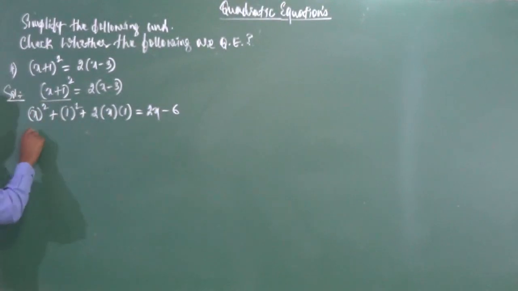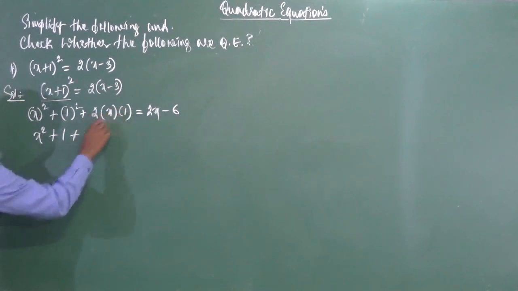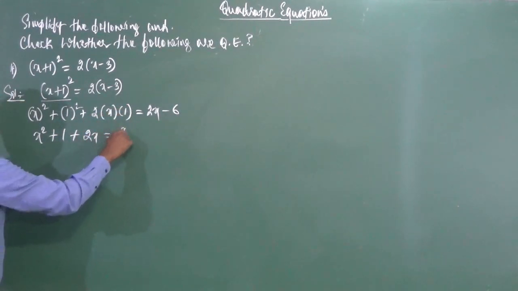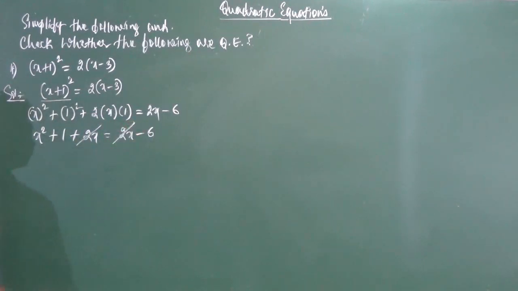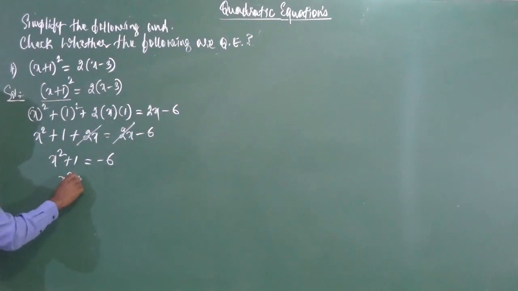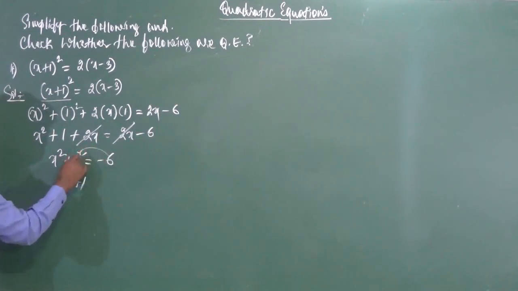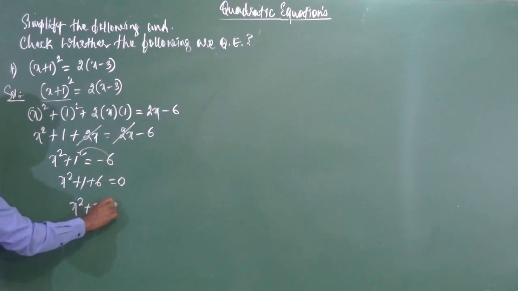So (x+1) whole square is x square plus 1 square is 1 plus 2 into x into 1 is 2x, is equal to 2x minus 6. So plus 2x and plus 2x cancels. You have to be careful here. You have to look at the board. Plus 2x and plus 2x cancels. So we are left over with x square plus 1 is equal to minus 6. So x square plus 1, minus 6 gets transposed, that becomes plus 6 is equal to 0. So x square plus 7 is equal to 0.